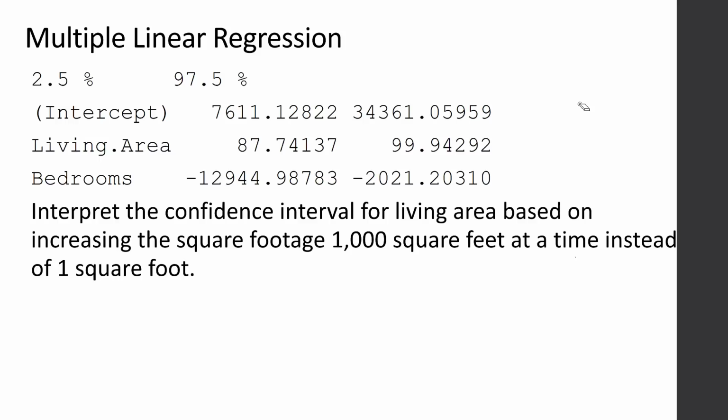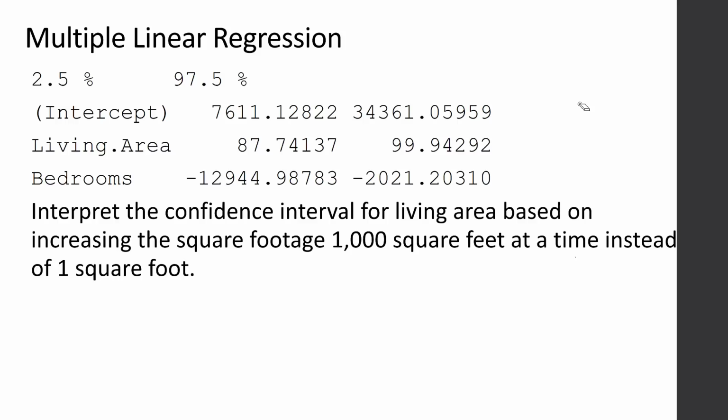And now let's interpret the confidence interval for living area based on increasing the square footage by 1,000 square feet at a time instead of by 1 square foot. Often when people talk about the size of a home, they refer to it in thousands of square feet. It's a 2,000 square foot home. It's a 2,500 square foot home. It's a 3,000 square foot home. So we usually don't talk about it in increments of 1 square foot. So I wanted to show you how you could do this.